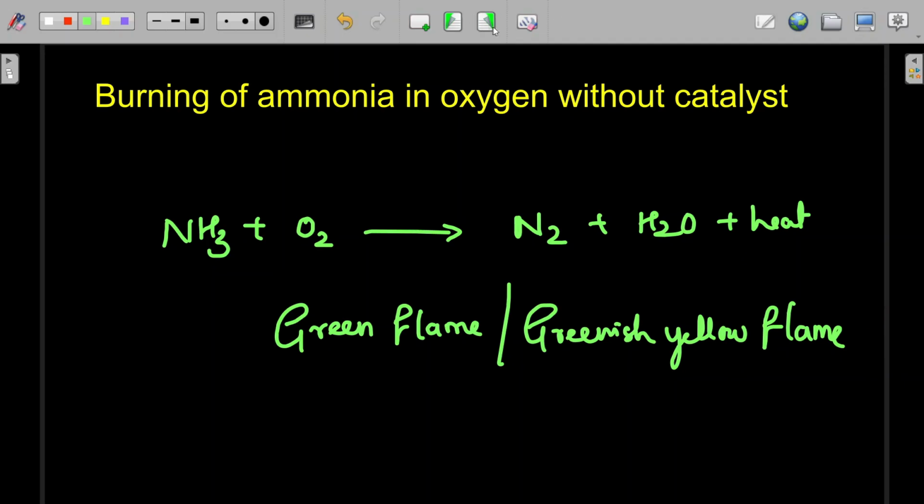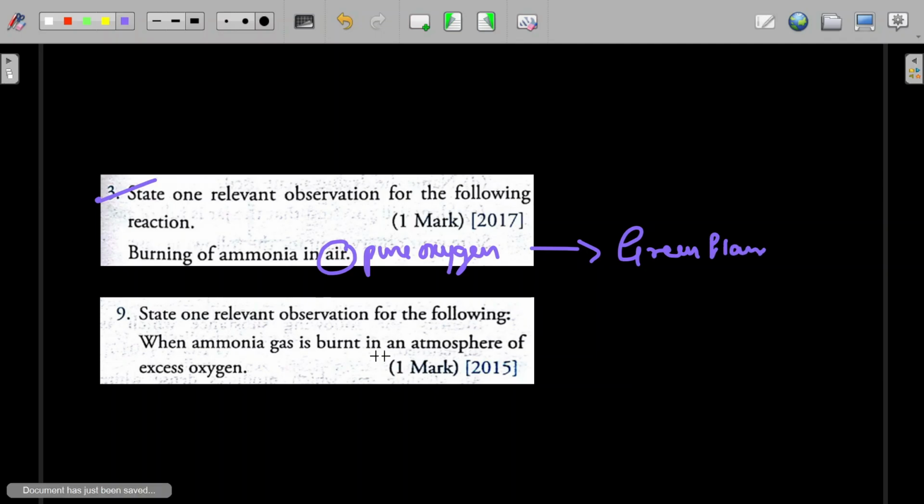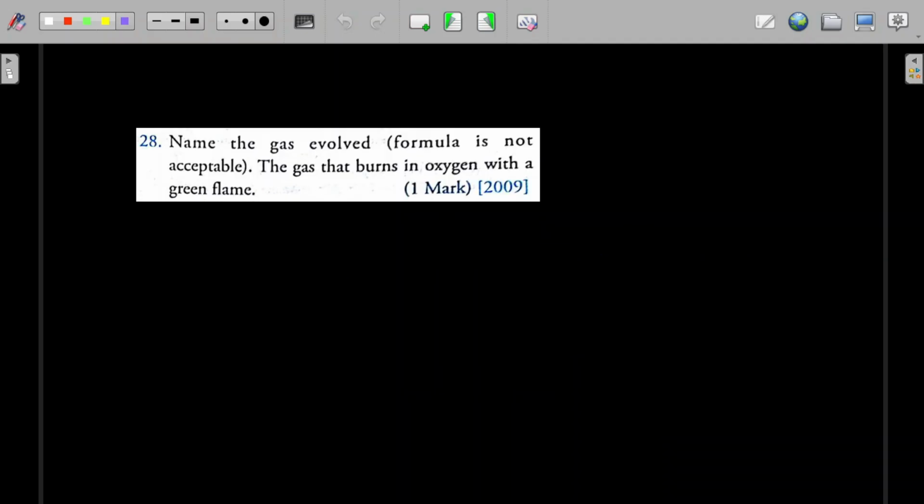But if you use catalyst, then your product, instead of N2, you will get NO, nitrogen monoxide. Before that, see here, state one relevant observation, burning of ammonia in air, or it actually only burns in pure oxygen. Still we can write burning of ammonia in pure oxygen will give you green flame. One relevant observation, same thing. Name the gas evolved, the gas that burns in oxygen with a green flame. Very rare question. Ammonia gas.